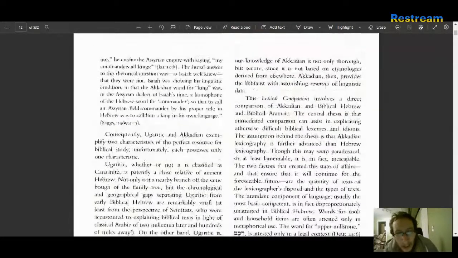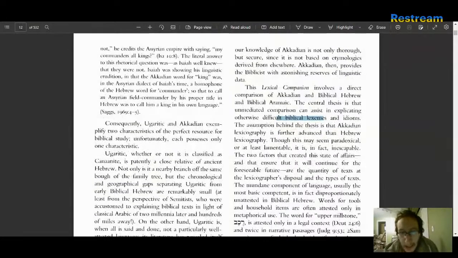We can use Akkadian by itself to determine that. But to understand the meaning of the Hebrew words, it's essential to investigate Akkadian. So this book involves a direct comparison of Akkadian and Biblical Hebrew and Biblical Aramaic. The central thesis is that unmediated comparison can assist in explicating otherwise difficult biblical lexemes and idioms. The assumption behind the thesis is that Akkadian lexicography is further advanced than Hebrew lexicography. Though this may seem paradoxical, or at least lamentable, it is in fact inescapable.